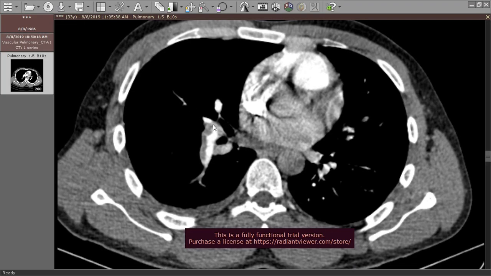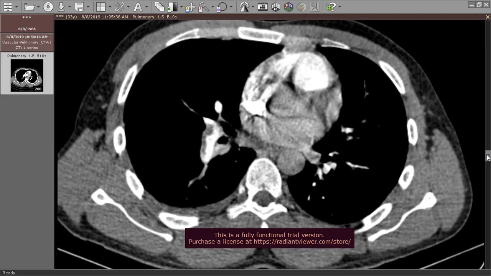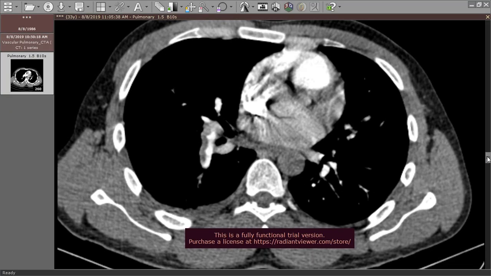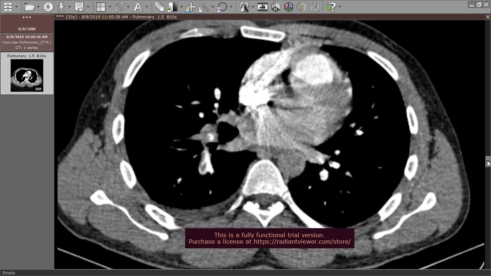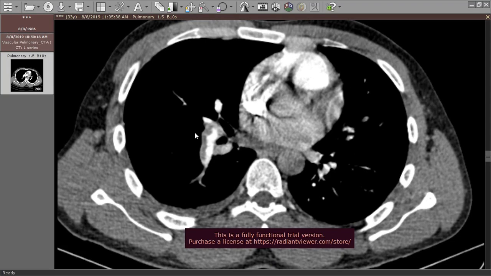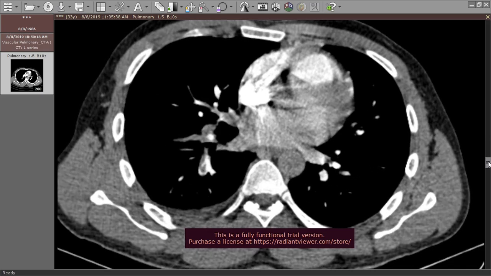There was an eccentric filling defect here at the site of the interlobar pulmonary artery, the intermediate pulmonary artery, continuing to the lower lobar pulmonary artery. This eccentric filling defect represents chronic thromboembolism, of course. But as you see, the vessels originating from the lower lobar pulmonary artery are totally non-opacified. This mostly represents an acute insult on top.